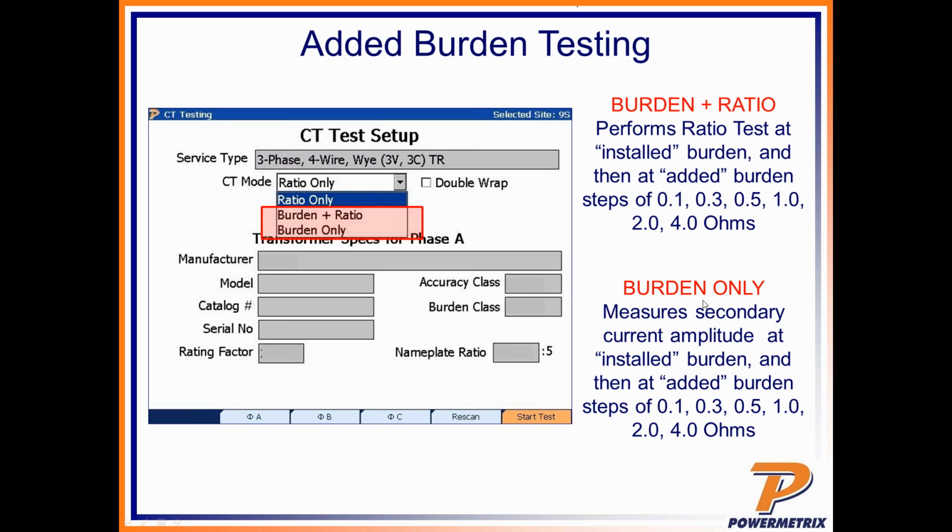A burden only test, maybe if we left our primary probes at home, or I can't get to the primaries, right? Then I can only look at the secondary current. So what we can do there is we can measure the secondary current's amplitude and then see how that current changes as we add extra burden, 0.1, 0.3, 0.5, 1, 2 ohms, etc. Those are the two main types of tests we do when we're doing burden.